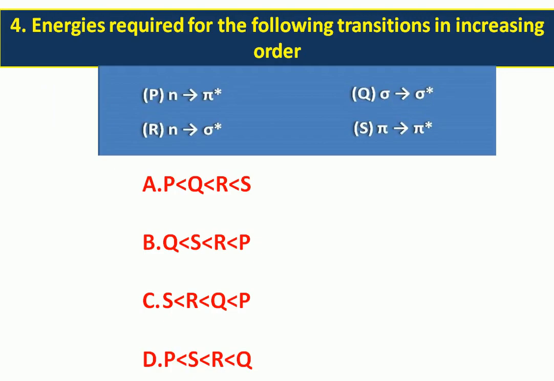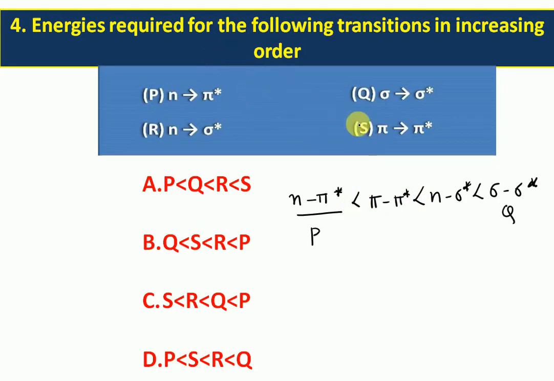Question number 4 is, arrange the energy required for the following transitions in the increasing order. So transitions are given. So transitions are n to pi star, sigma to sigma star, n to sigma star and pi to pi star. Dear friends, remember that n to pi star requires the least amount of energy, whereas sigma to sigma star requires the highest amount of energy. Sigma to sigma star is given as Q and n to pi star is given as P. Sigma to sigma star requires more energy than n to sigma star. N to sigma star requires more energy than pi to pi star, and pi to pi star requires more energy than n to pi star.